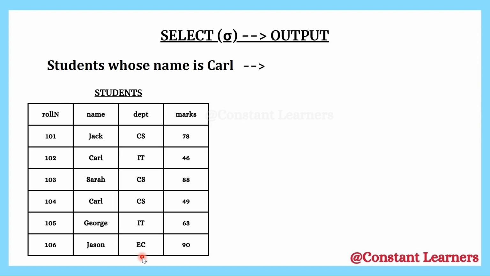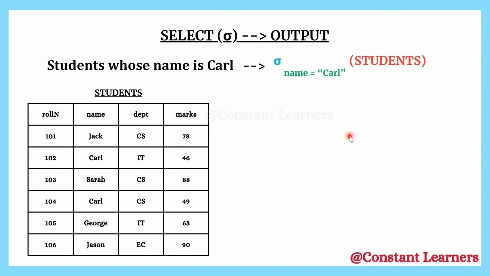Let's understand this properly. See, for example, I need the names of students whose name is Carl, right? Now here we have two Carls, 102 Carl, 104 Carl. So we are going to write the query. It will start with sigma. The predicate will be name is equal to Carl. So that will come as the condition here. And when we're talking about alphabets, it goes inside the double inverted commas, right? And finally, we need the name of the table, which is students, that goes inside the round bracket.